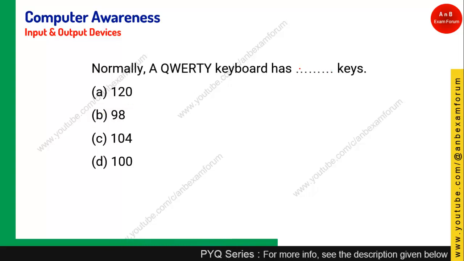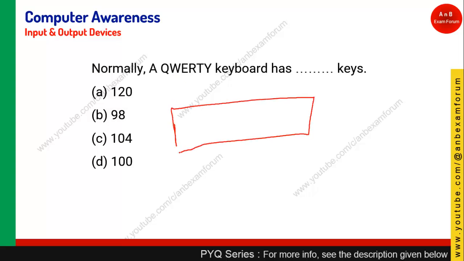Normally a QWERTY keypad has how many keys? These are the four options. What is a QWERTY keypad? Generally, if you see a keyboard, any keyboard on your mobile phone or computer, it has the alphabet starting with Q, W, E, R, T, Y, then U, I, O, P. After that you have A, S, D, F, and so on. Similarly at the bottom, Z, X, C, V. This keypad is known as the QWERTY keyboard.